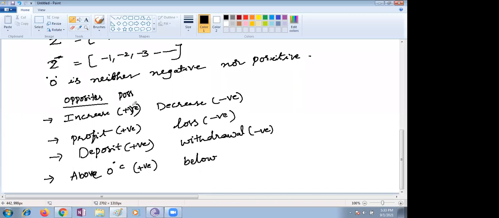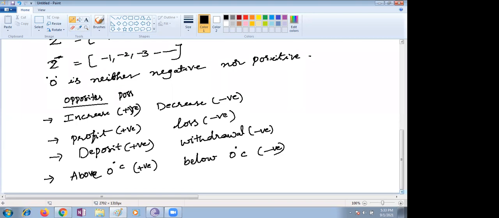Negative sign I'm considering negative, and positive means plus sign I'm taking. Below 0 degrees Celsius we are taking as negative integers. Next, the same way, what other cases in your day-to-day life situations where you are using opposite?